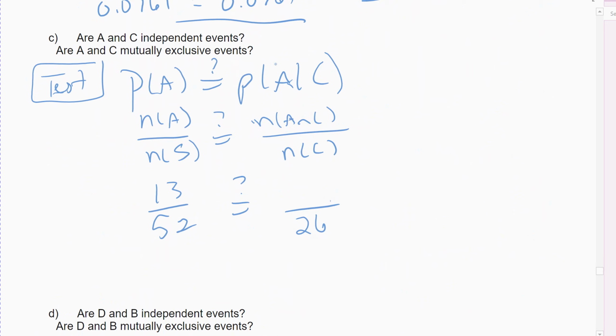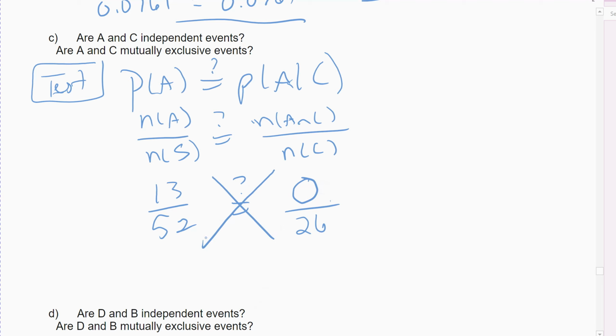Remember, A represents diamonds. Well, if I didn't give you any diamonds, there's no chance of getting diamonds. If I have the black cards, diamonds are red, there's no way to get a diamond if all I have are the black cards. And so this is 0. There's a 0% chance. There's no overlap. The and is empty. If I have the black cards, I can't have a diamond at the same time. I can't pull a diamond out. And so that's 0. This time they don't match. Those are not the same. And so the answer is no, they are not independent.